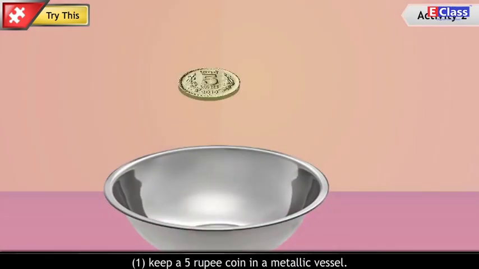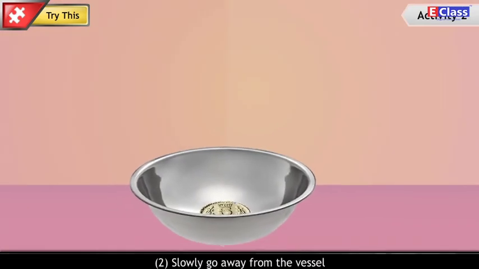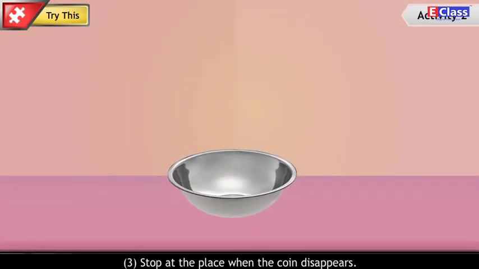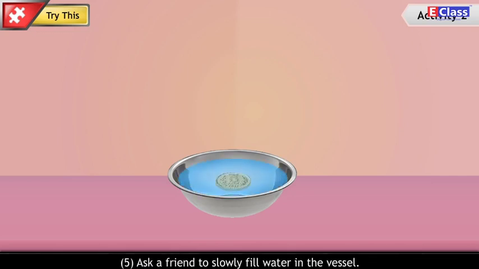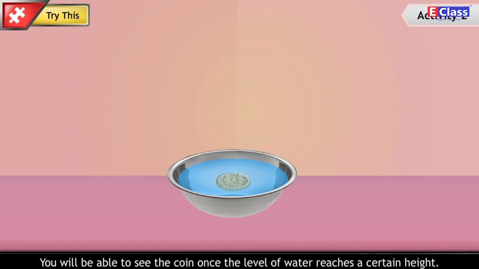Activity 2. Keep a 5 rupee coin in a metallic vessel. Slowly go away from the vessel. Stop at the place when the coin disappears. Keep looking in the direction of the coin. Ask a friend to slowly fill water in the vessel. You will be able to see the coin once the level of water reaches a certain height.